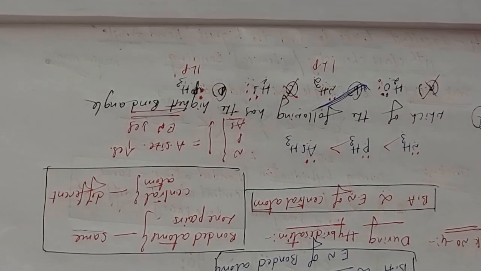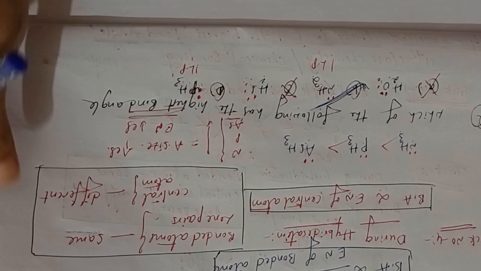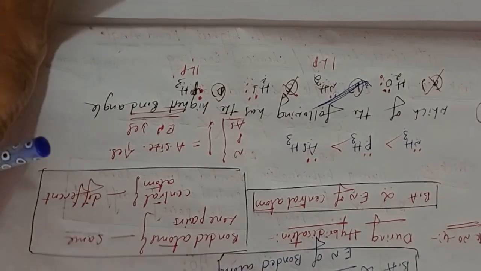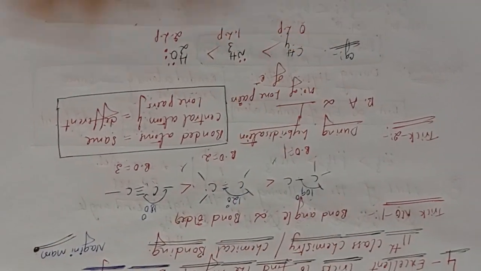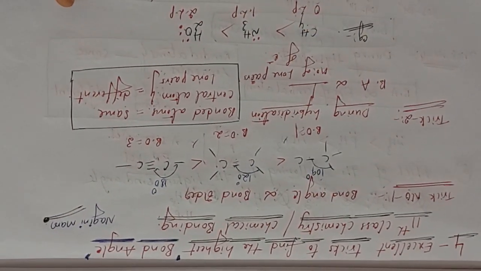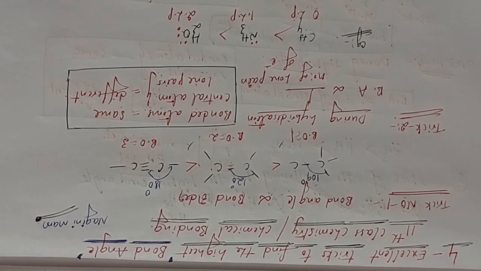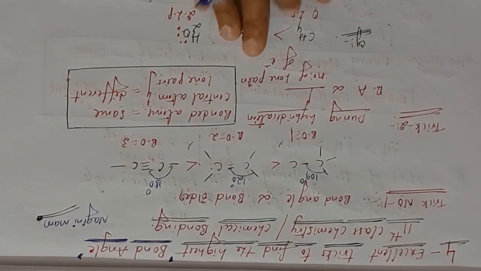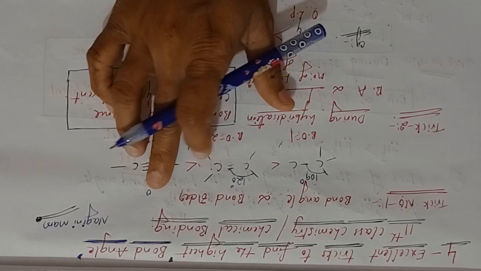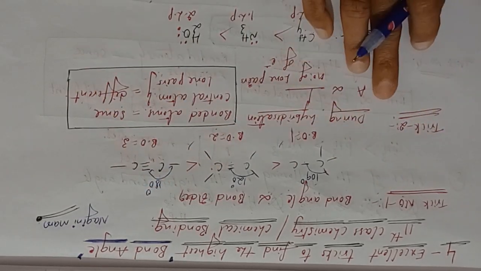Understood, students? Clear? So you have to follow these 4 tricks. Very easy. Just remember these boxes. What are the cases? Then you can easily answer this type of questions, students, from this topic. This is the topic from chemical bonding. So bond angle is directly proportional to the bond order. Trick number 1. Trick number 2.